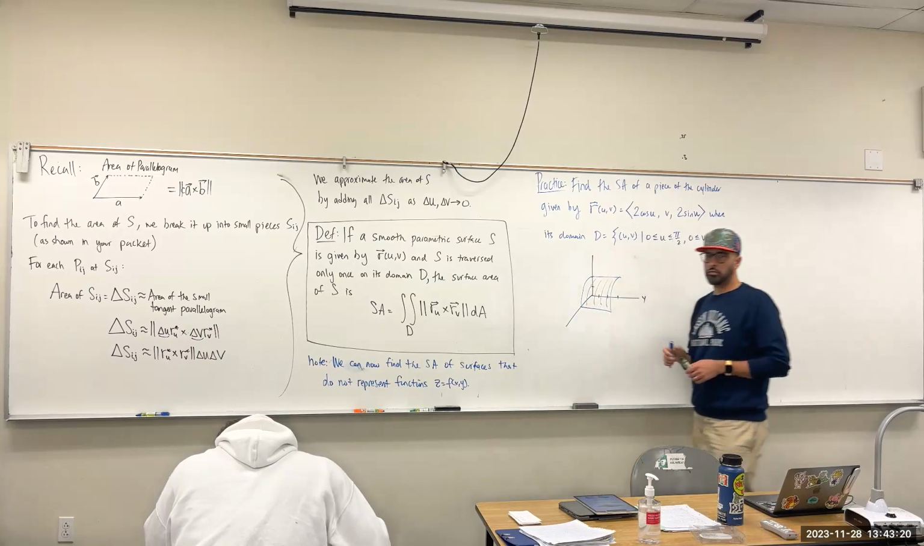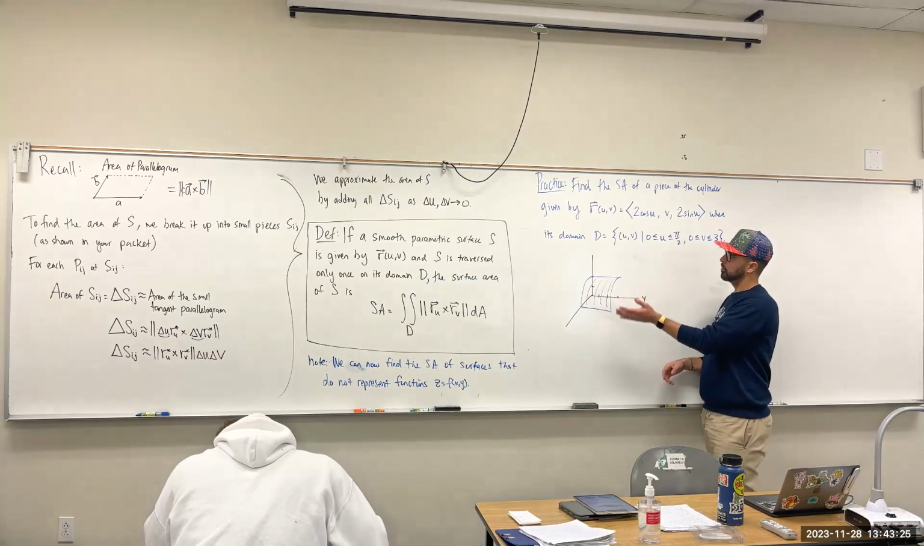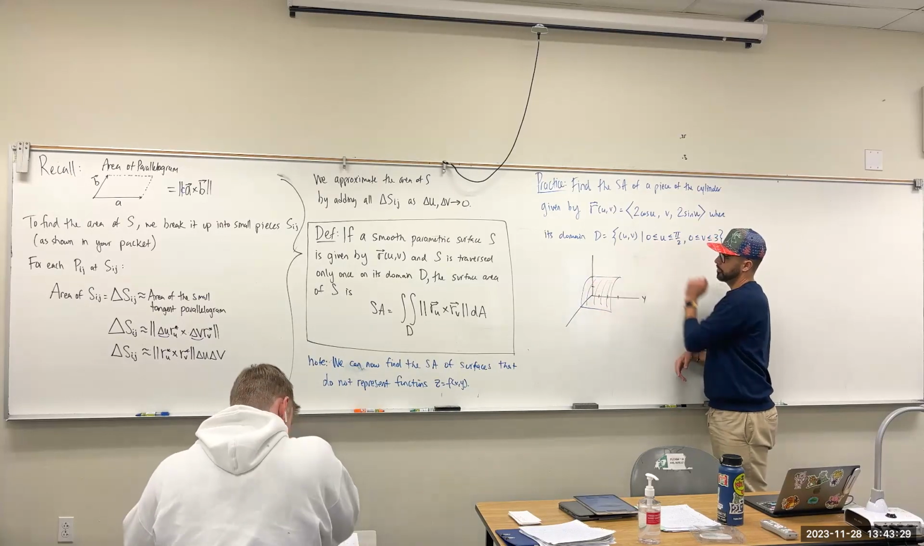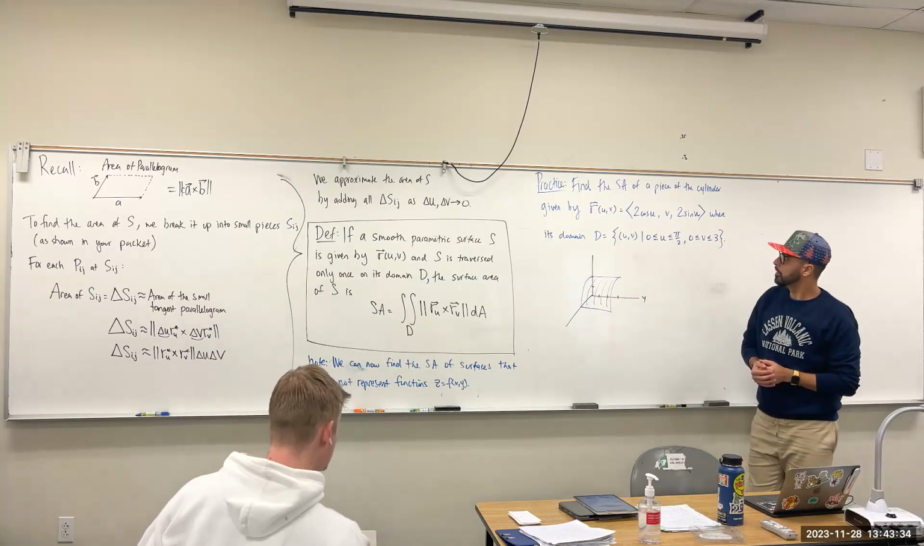So this is what you're finding the surface area of. It's like a piece of a cylinder where it only goes from 0 to pi over 2 for theta, or for your u. And then it goes from 0 to 3 for y.